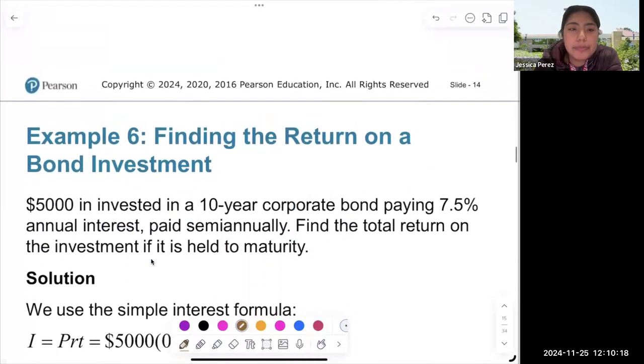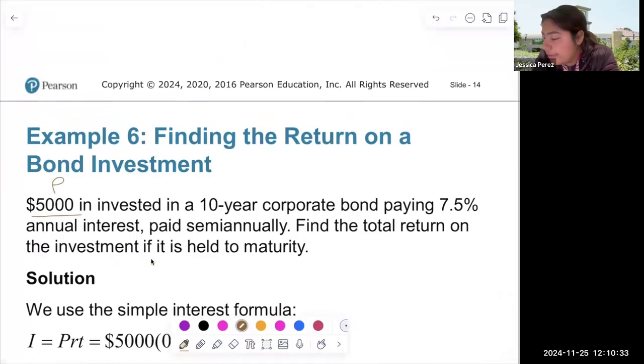Let's look at this problem: finding the return on a bond investment. Again, a bond investment is a type of loan. You have $5,000, the principal amount, invested in a 10-year bond, so time T equals 10, at a rate of 0.075, paid semi-annually, that is twice a year. Find the total return on the investment if it's held to maturity.